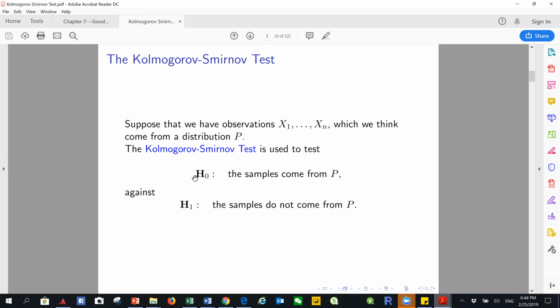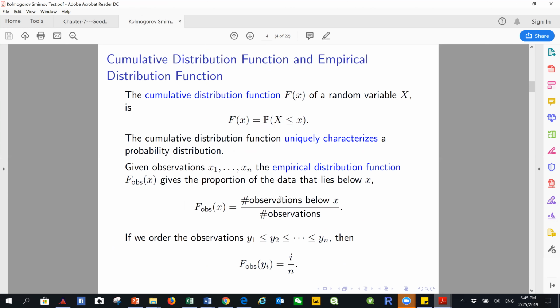Okay, so this is the hypothesis, the way you write the hypothesis, and of course, replace P by standard normal distribution in this case, asking whether the samples come from the standard normal distribution. And of course, this is the rationale.